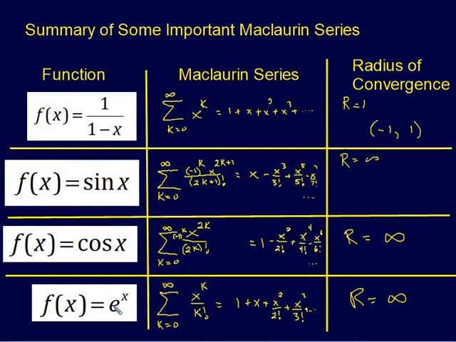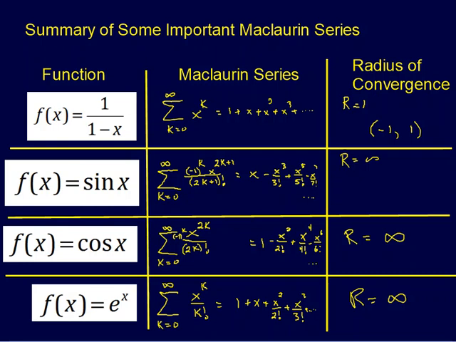Now, for e to the x, it's helpful just to know, hey, e to the x is its own derivative. Evaluating it at 0 always gives you a 1. And if you're familiar with the definition of a Maclaurin series and how the coefficients work, that's an easy one to remember right there. It's always going to be 1 over k factorial times x to the k.